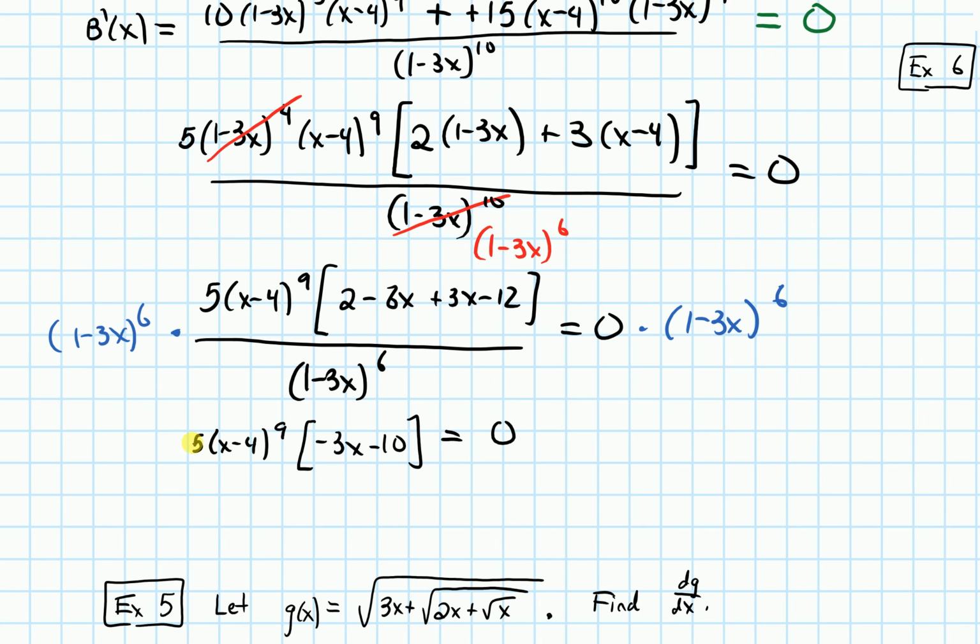Okay, so this is factored now. And so once it's factored, I can go ahead and say what x equals. From the first parentheses, I get x equals 4. That's what makes this first parentheses term become 0. And then from the bracket, if I set negative 3x minus 10 equal to 0, we end up getting that x is negative 10 over 3. And those are our answers here.